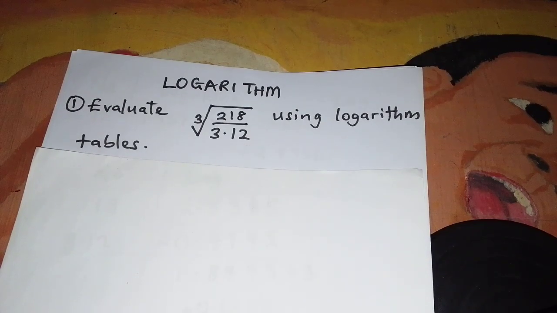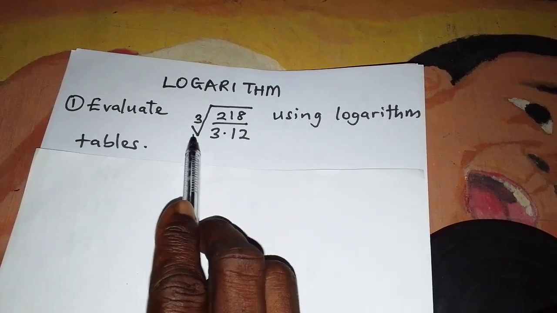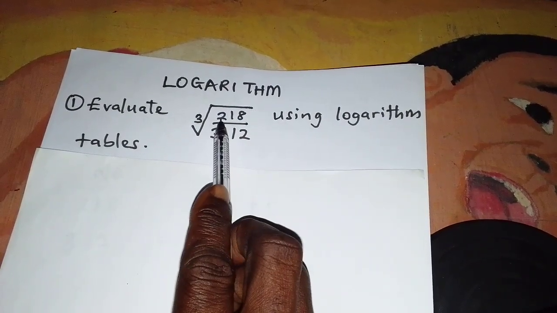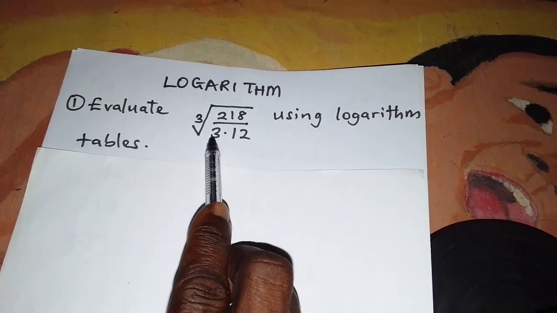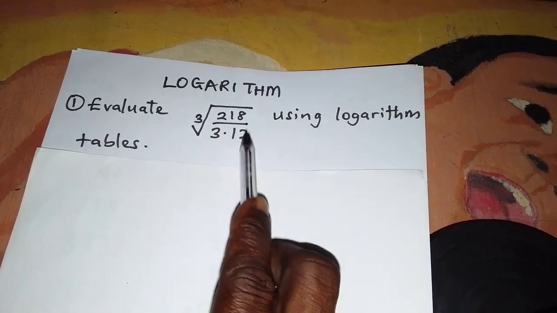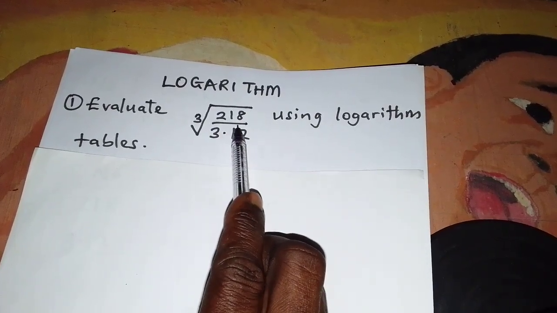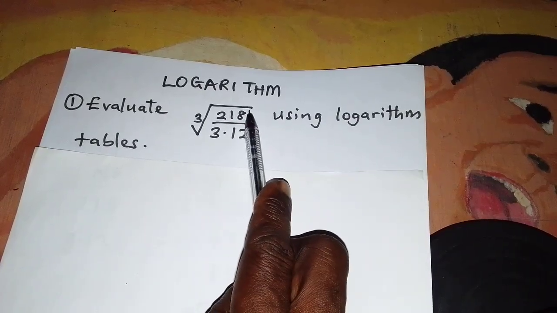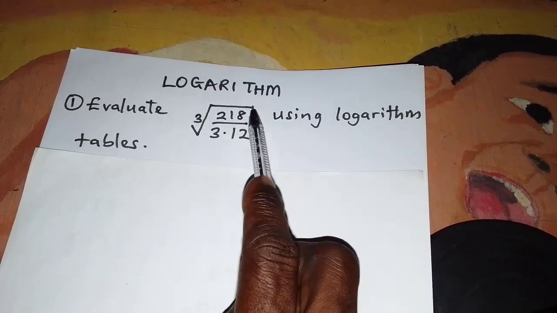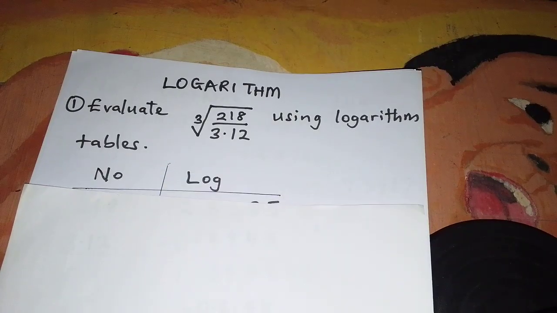Now in this situation, we have 218 over 3.12, everything cube root. So you look for the logarithm of 218, you look for the logarithm of 3.12, and you subtract them because this is division. After subtracting, everything is cube root, so you now divide the final answer by 3 before you look for the antilog. Let's see how it's going to be done.